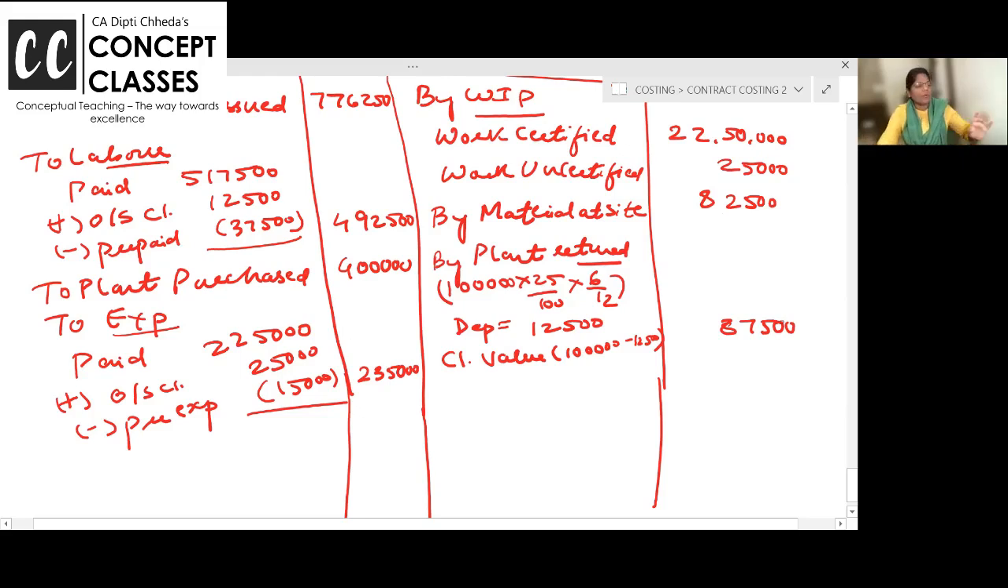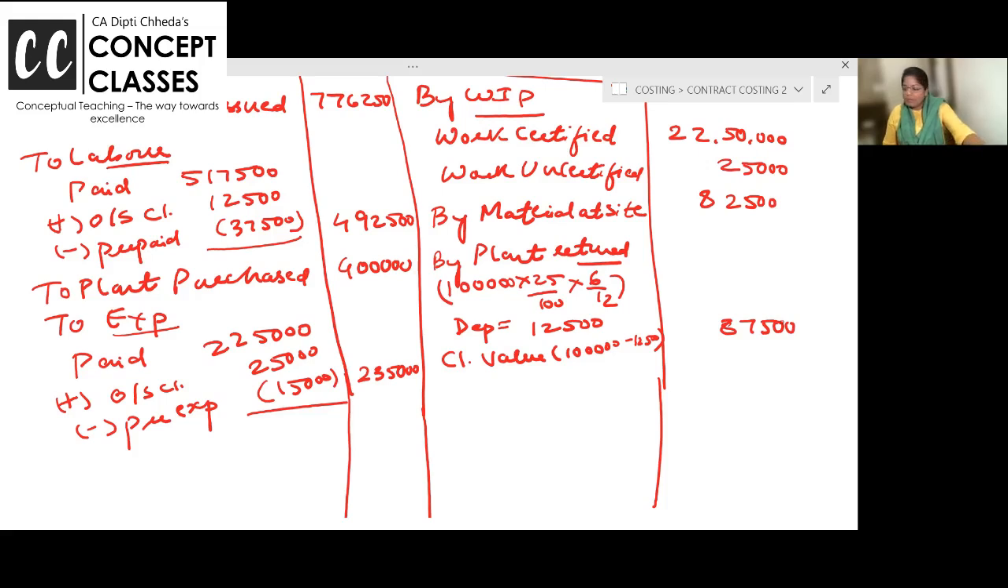Check it calmly. Everyone in the class is clear or not? This is the plant returned. So it came 1 lakh, it went 87,500. Automatically 12,500 depreciation is debited. All right.